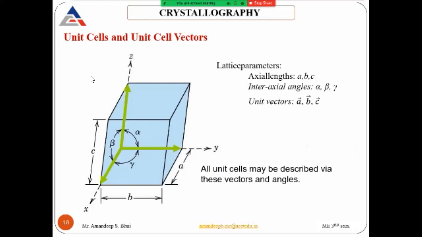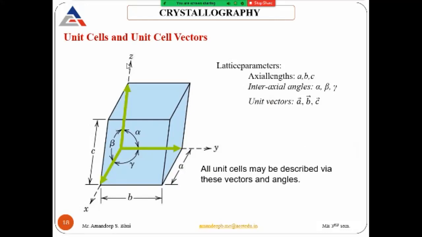In x direction, the length of the unit cell is given by a. In y direction, it is given by b, and in z direction it is given by c. Then interaxial angles means the angle between y and z is alpha, then z and x is beta, and x and y is gamma.